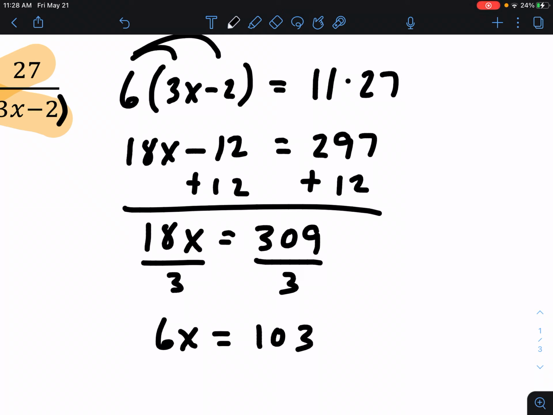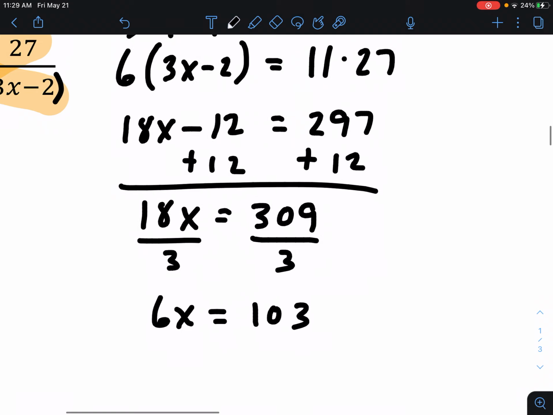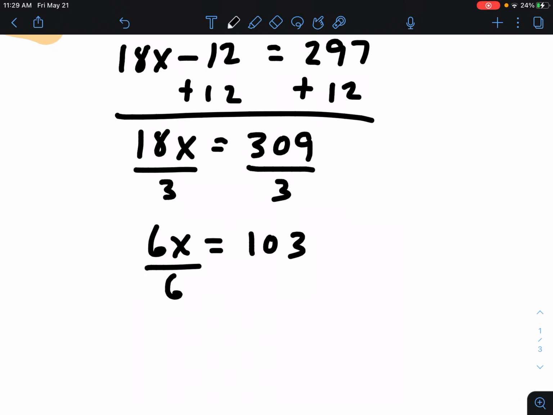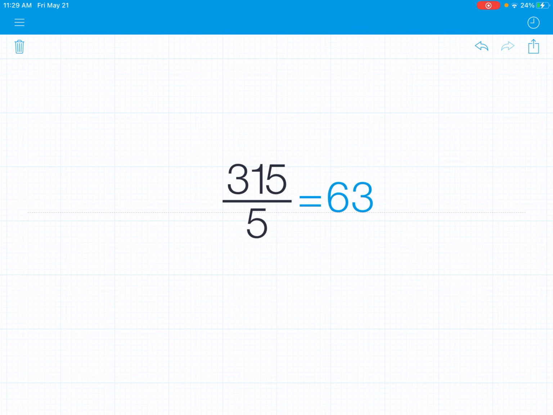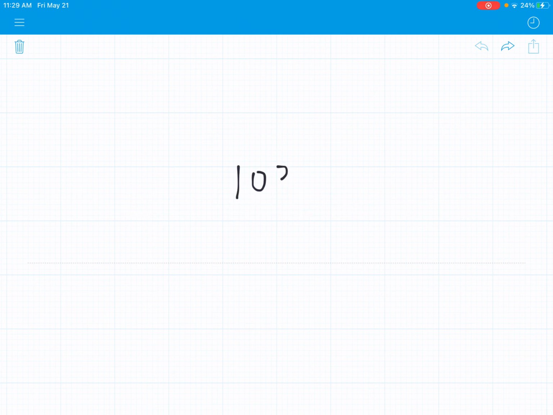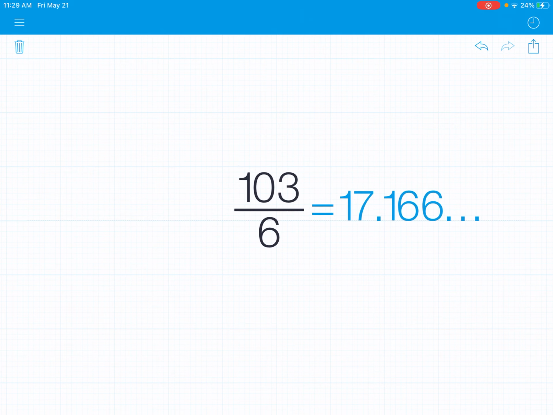So if we think about it, 6 isn't going to go into 103. 2 isn't because it's an odd number. 3 isn't because it's just not going to. So I divide by 6, and I have x is equal to 103 over 6. And the only thing I really want to do at this point is just check. If I go to my calculator and I do 103 divided by 6, it's 17.166. So it's a decimal that just continues on, right?